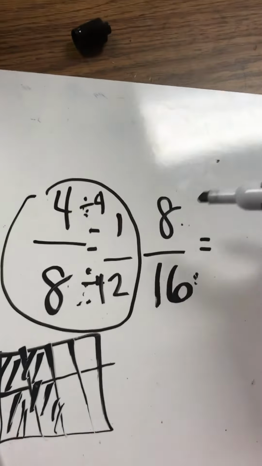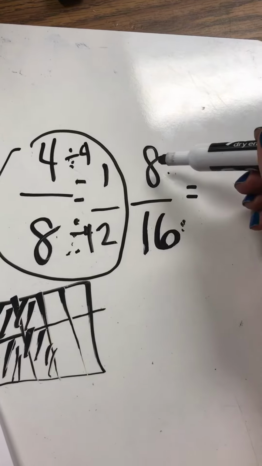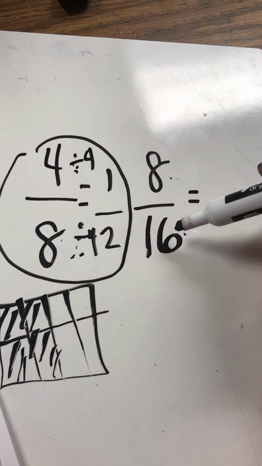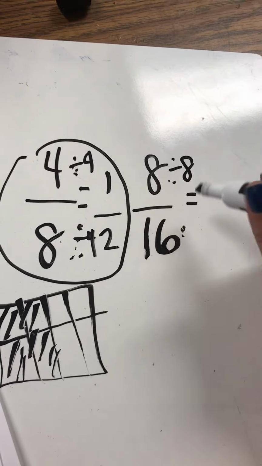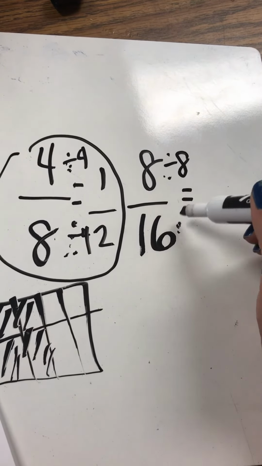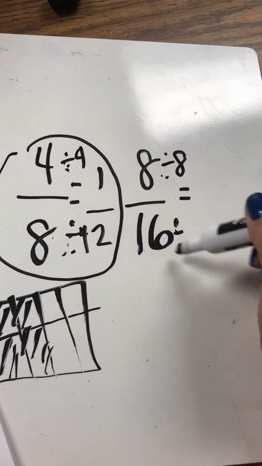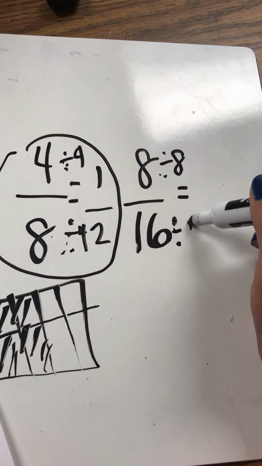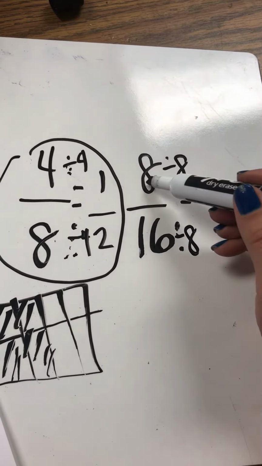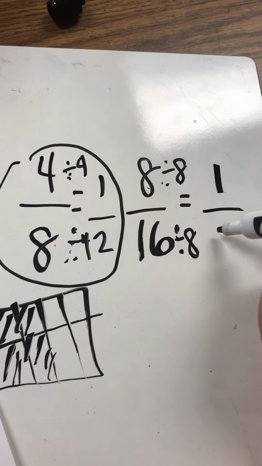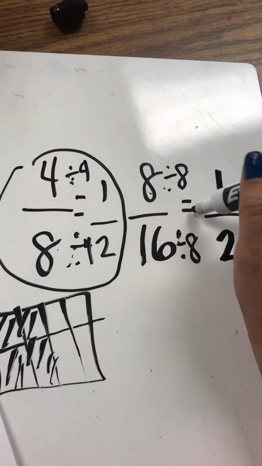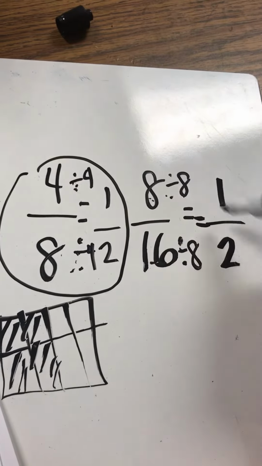I can do the same thing over here. I know that 8 can go into 16 twice. So I'm going to take this 8 and divide it by 8. And of course, whatever I do to the numerator has to be done to the denominator, the bottom number. So I'm going to take 16 and divide it by 8. If I divide 8 by 8, I get 1. And if I divide 16 by 8, I get 2. So 8/16 is equal to 1/2.